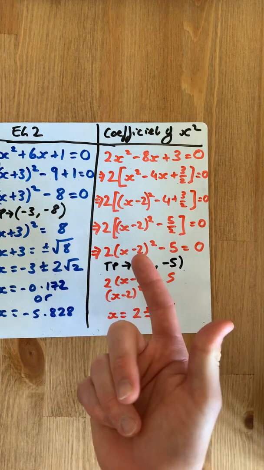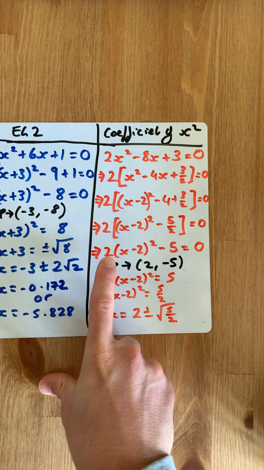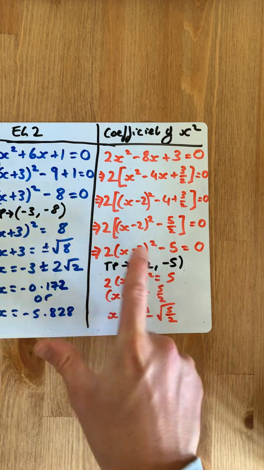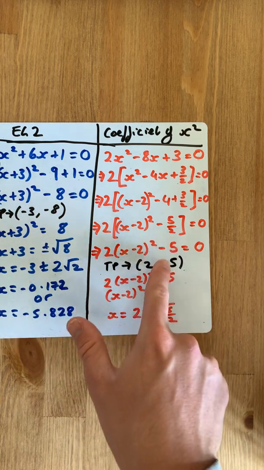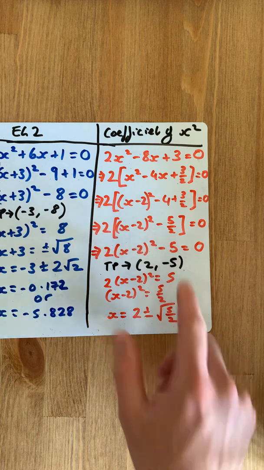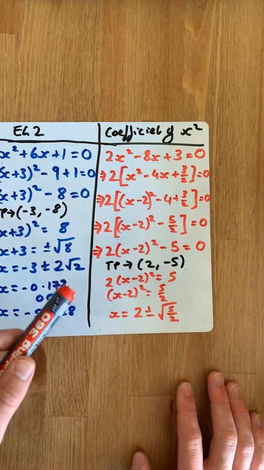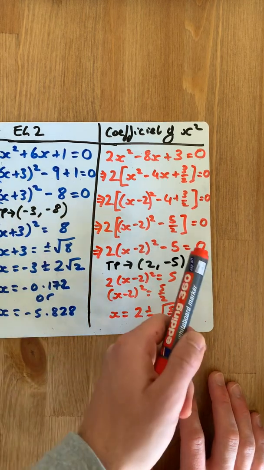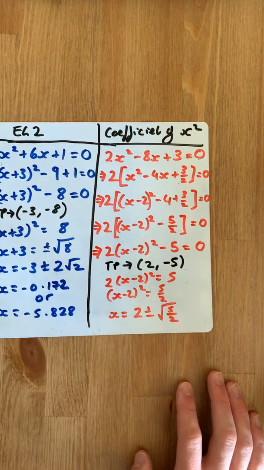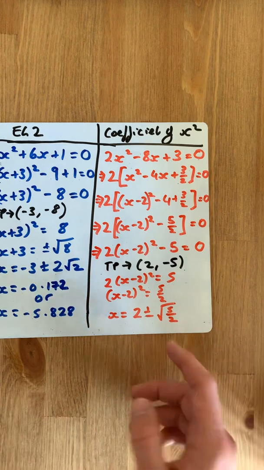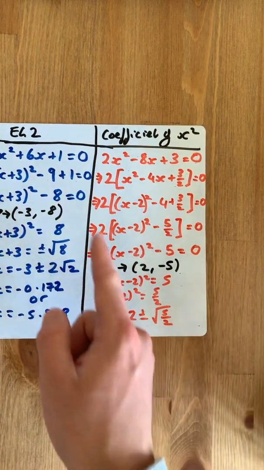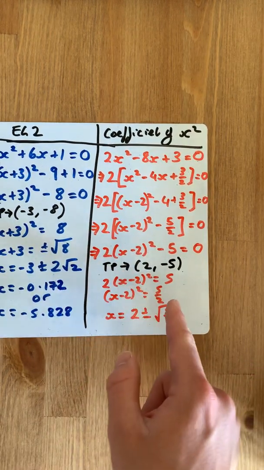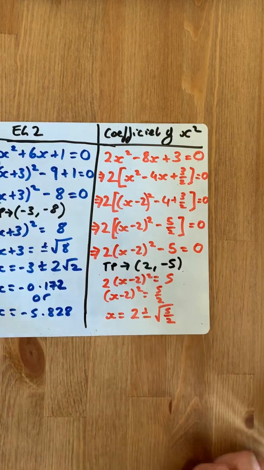Now I'm going to start to unpack that a little bit. 2 lots of x minus 2 squared, and 2 times minus 2.5 is just minus 5, isn't it? Equals 0. Now, again, at this point, I've got my turning point. The inverse of this number, that's 2, and whatever this number is here, minus 5. Done. But we want to solve it, don't we? So add the 5 over, divide by 2, square root, and obviously we're going to get 2 solutions.